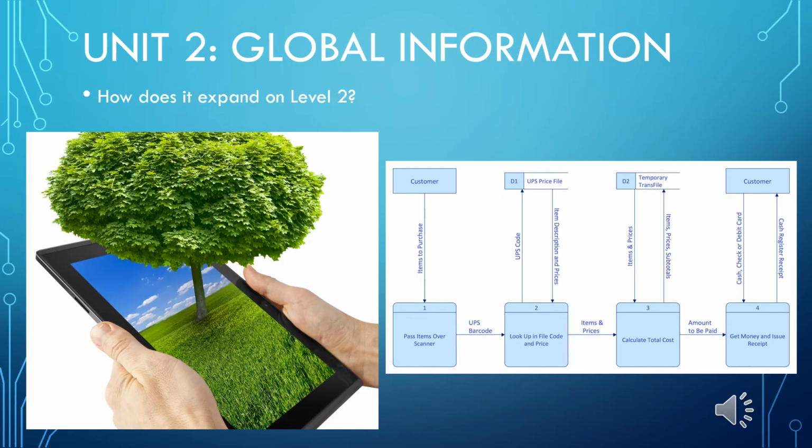In Unit 2, Global Information, you'll expand on your learning from Level 2 by looking at green issues surrounding IT in much greater depth. And also you'll look at how businesses map the data flow through their company through the use of data flow diagrams.